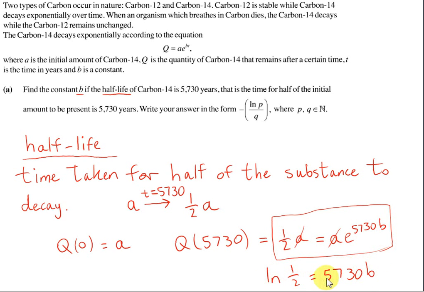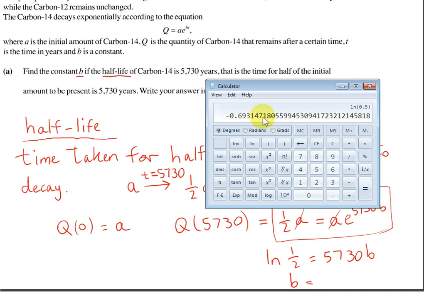Now at last we can find b. We just divide ln of a half by 5,730. Here is ln of 0.5, which happens to be negative. Well, actually b is going to be negative because we're dealing with exponential decay here. So q will decrease with time. The quantity will decrease with time, as we saw in the pictures.